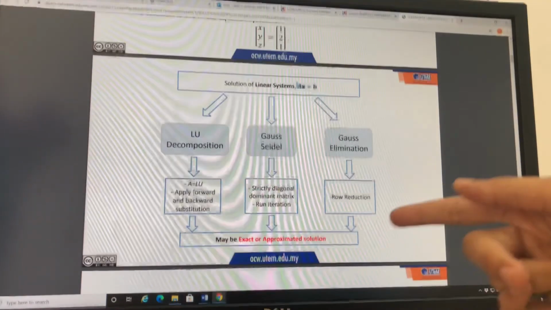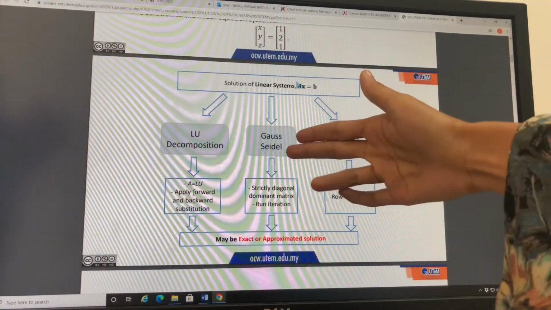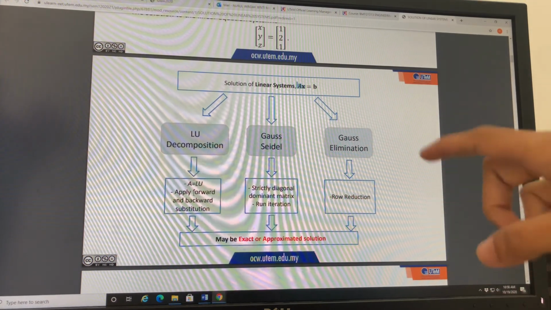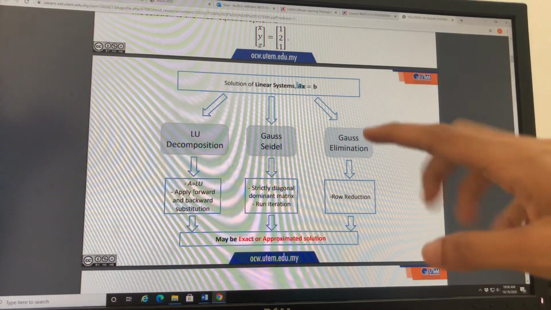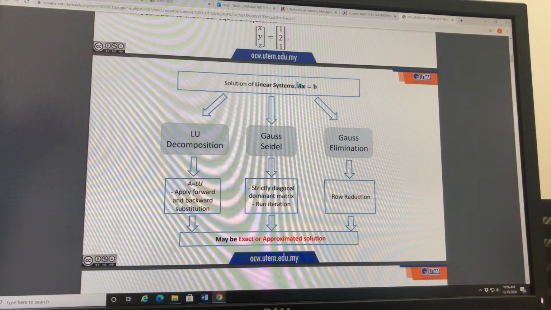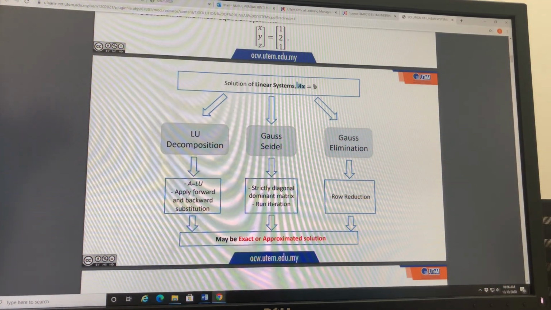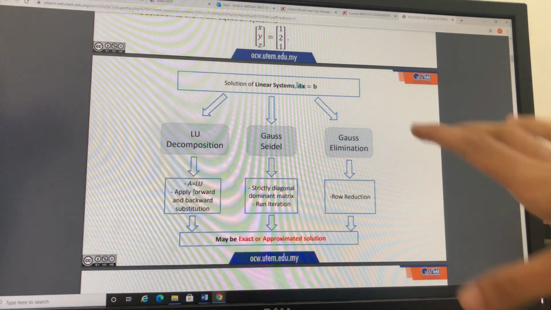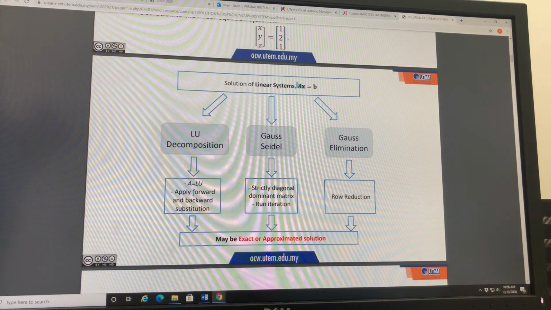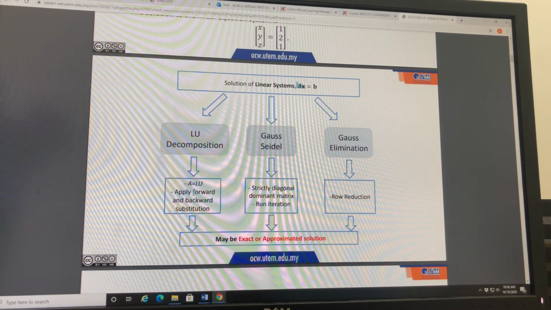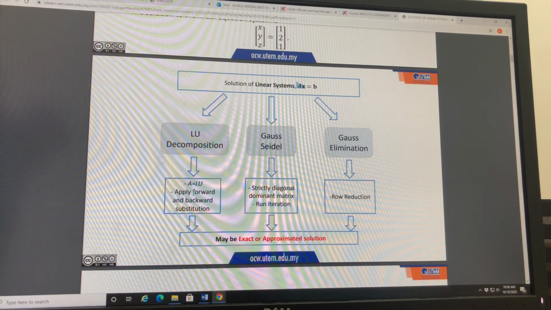The second one is Gauss-Seidel. Here you need to make it a strictly diagonally dominant matrix. What is strictly diagonally dominant? Later on I will explain. If you still remember, for the previous short question in week 1, I asked you about diagonally dominant. I hope you still remember what that is.